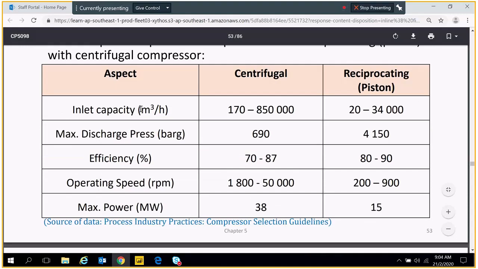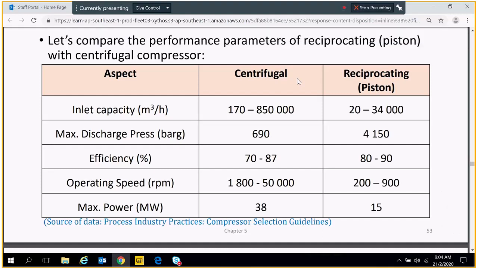You can see the range for inlet capacity. If you want to have very high flow rate, just remember, use centrifugal compressor. Remember, compressor is for gas. You cannot have a liquid going into the compressor, because the liquid, when it enters the compressor, is like a flying bullet. It's a liquid bullet. It will damage the internal parts of the compressor.